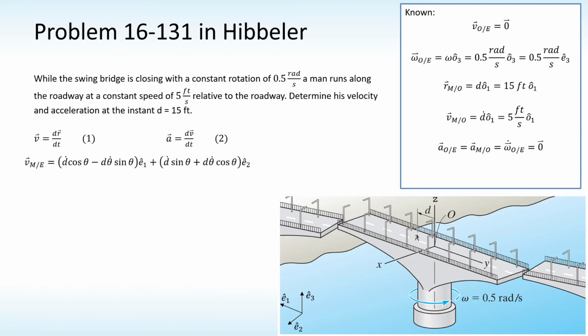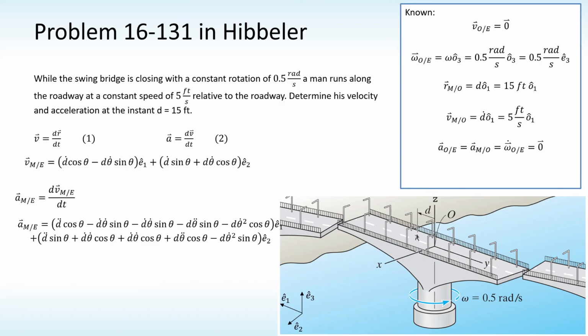For acceleration, we start with the expression for the velocity we just found. Make sure to use the expression with the variable so we don't accidentally assume a value is constant when it isn't. Then we use kinematic equation 2 and take the derivative of the velocity expression. This is fairly cumbersome, but certainly not impossible.